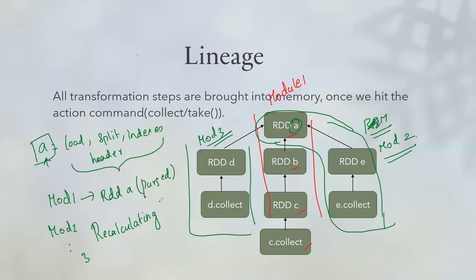Now, instead of recalculating one more time, won't it be good if we find the RDDs in a module that are going to be reused? Whatever RDDs I'm going to reuse, first go ahead and find them, and make them sit inside your RAM itself for a little longer period of time. That concept is called persistence.